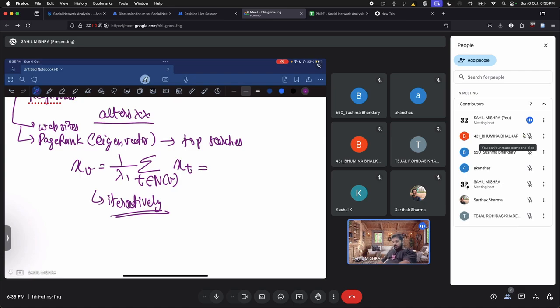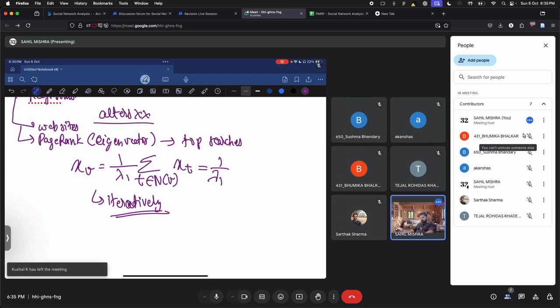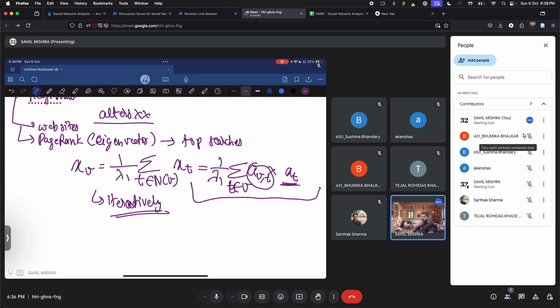This can also be written as 1 by lambda 1 summation a v comma t times xt. This is the adjacency matrix, and this is xt. This is done for all the t belonging to the network. If the value a v comma t equals 1, this means there is an edge, so this xt will be taken for that node because it is a neighbor, and that is how this formula comes into the picture. I think it's quite simple. Anybody, any doubts?